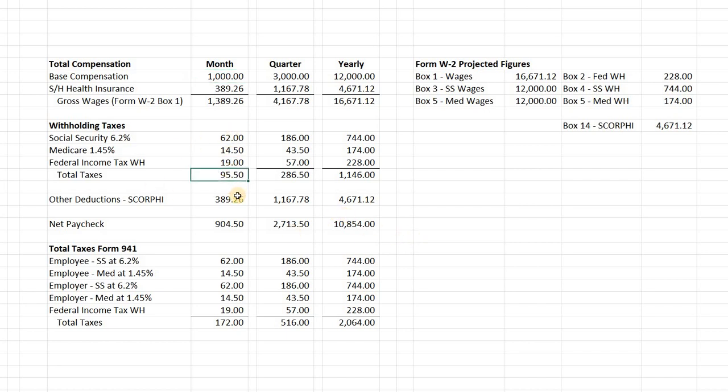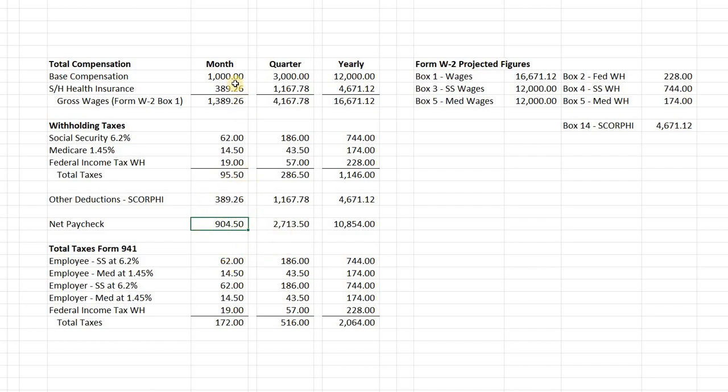So he's going to have $95.50 in taxes taken out each month. And then the other deduction here: he's including the health insurance as income, but it's also effectively being taken out of his paycheck because the S corporation is the one paying it. So $389.26 per month as well. And so his net paycheck here is going to be $904.50 per month.